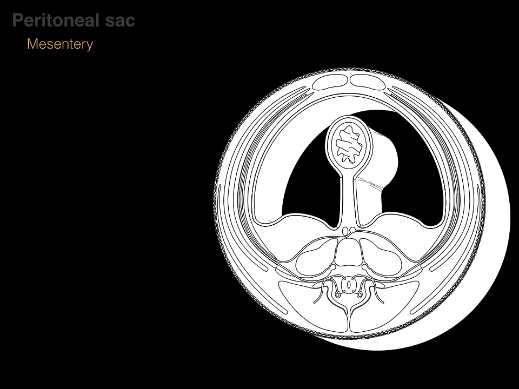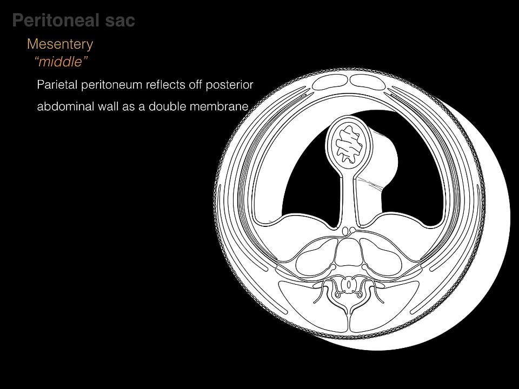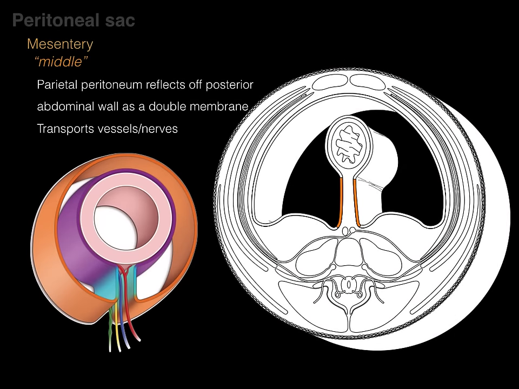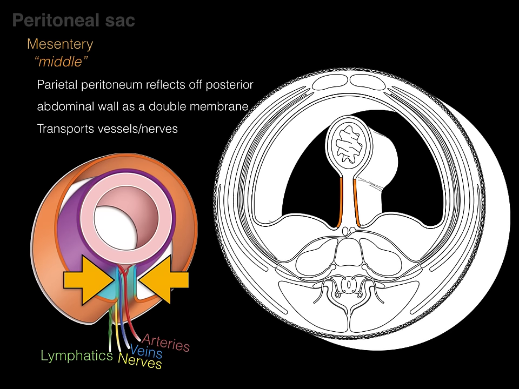We're now going to talk about the mesentery, and mesentery means middle. And the parietal peritoneum, when it comes around, it reflects off the posterior abdominal wall as a double membrane, like that. And it transports vessels and nerves. We look at this other cross-section in this schematic, and you see arteries and veins, nerves and lymphatics, and they're coursing in this double membrane from the posterior abdominal wall into the gut tube, into the GI organs.